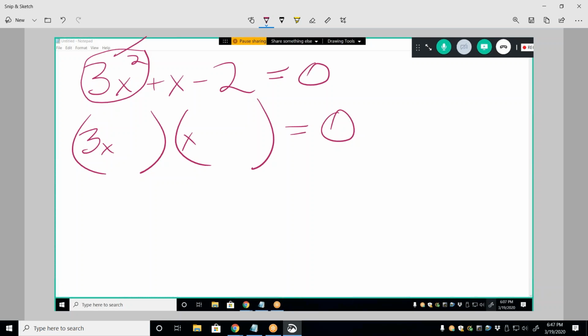How can you possibly produce a minus 2 as your last term? What do both signs have? Both signs are going to be different. They have to be different. So they can either be plus minus, but because I have a 3x on one side and an x on the other, I also have to allow for minus and plus, because that might be different.